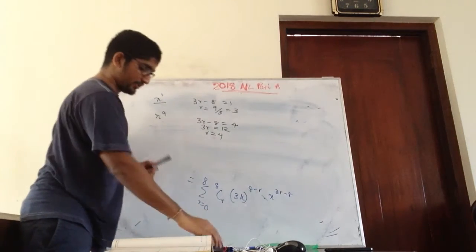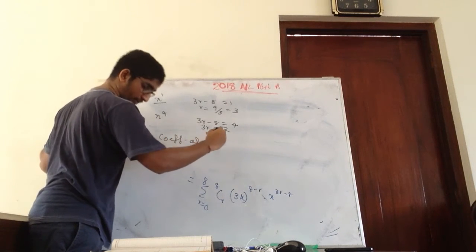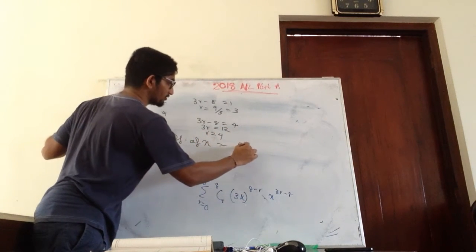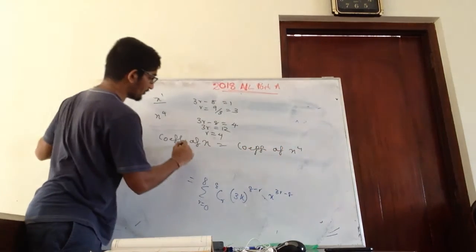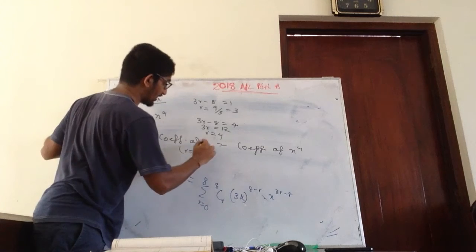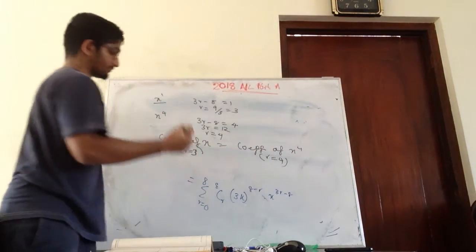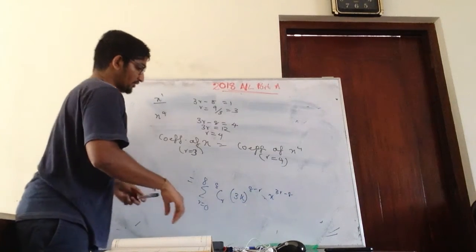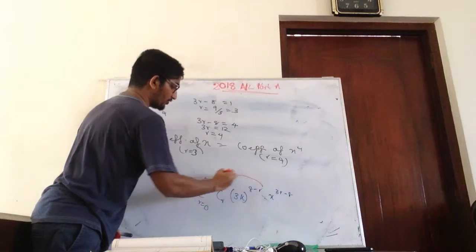Right? So then we know that the coefficient of x is equal to the coefficient of x to the power 4. That means when r equals 3 and when r equals 4. Correct, no? So then this is the coefficient term.